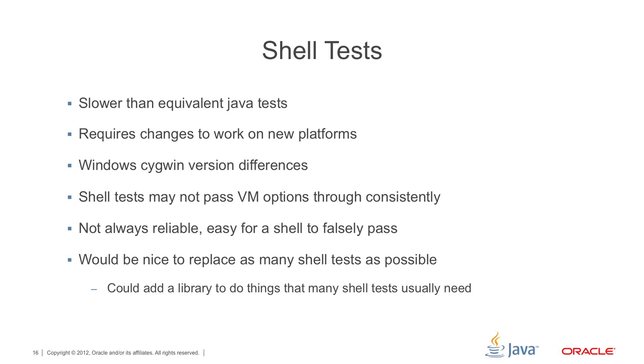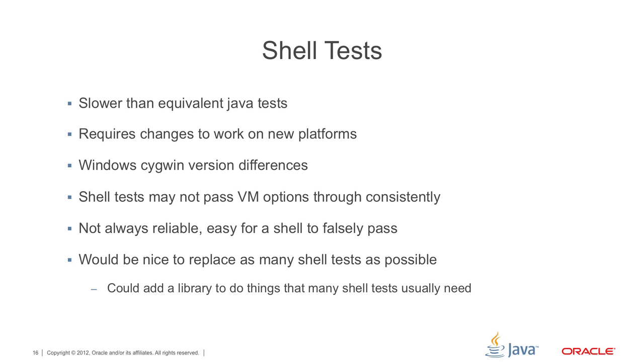Sometimes with shell tests, you're not testing what you think you're testing, because the shell tests may not be passing the VM options through consistently. So you might be trying to run the tests with the client VM, but if the VM options aren't being passed through and you're on a server class machine, it may actually be using the server VM rather than the client VM. So it's really hard to diagnose those issues. We fixed several hundred of those in 2012, but it's possible that shell tests have changed since then, and issues like this may have come back. Really hard to diagnose. Shell tests are not always reliable.